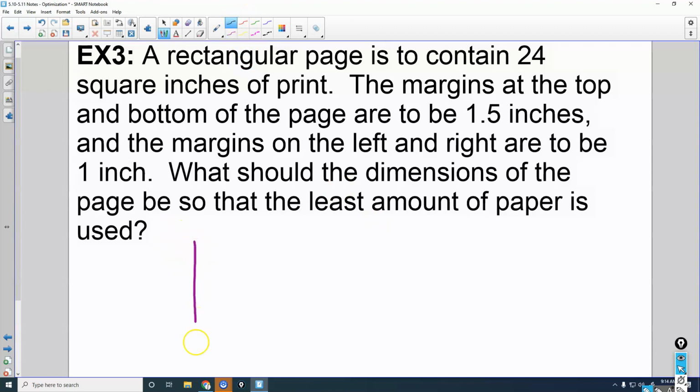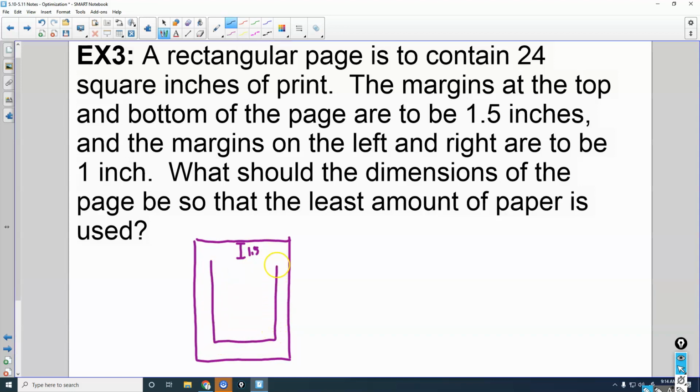So we've got a piece of paper. It is rectangular. And we know margins at the top and bottom we want to be 1.5. Here in the middle is where we're going to actually have our print. And then on the sides, we just have a 1-inch margin. All right, and I know in the middle that I have 24 square inches of print. So whatever you're printing, you need that much space for whatever text or whatever you have there.